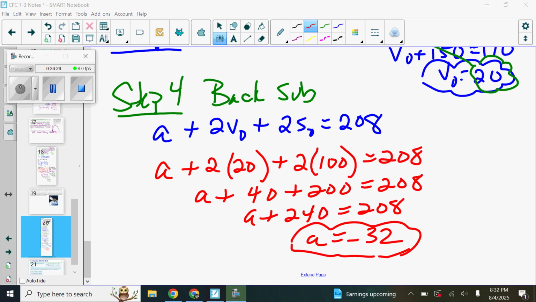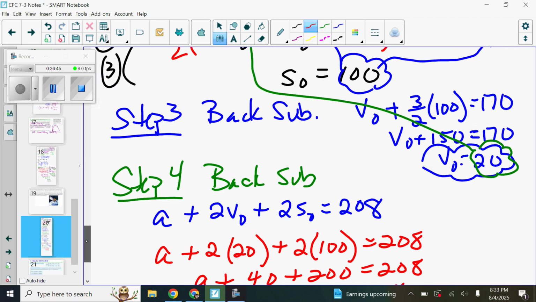All right, so double check with me. I ended up with A equals -32. So we have our 3 values. Okay, so what does this mean? Well, we just wrote the quadratic that models the exact position of this object at any point in time. And once we have the equation, we can project and see what it would be moving forward.